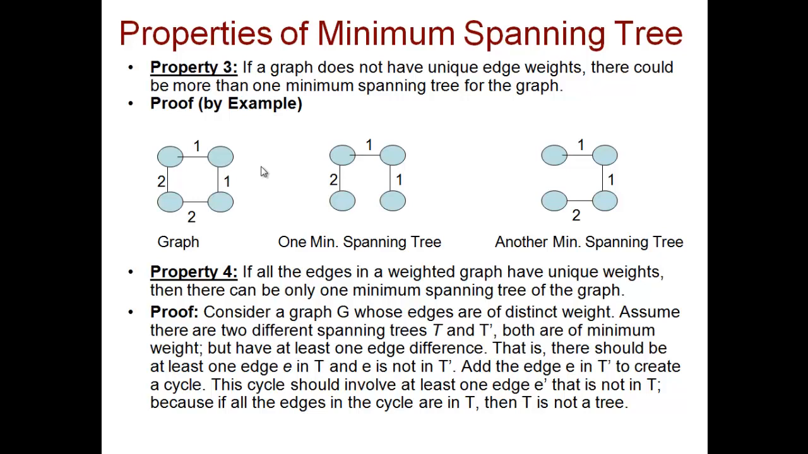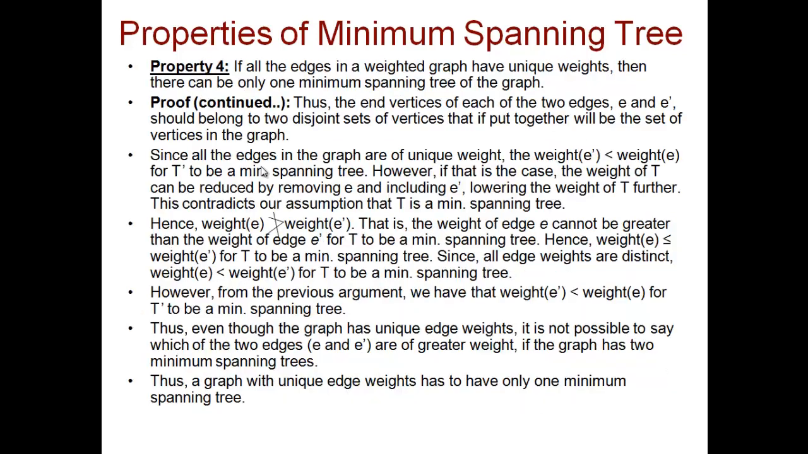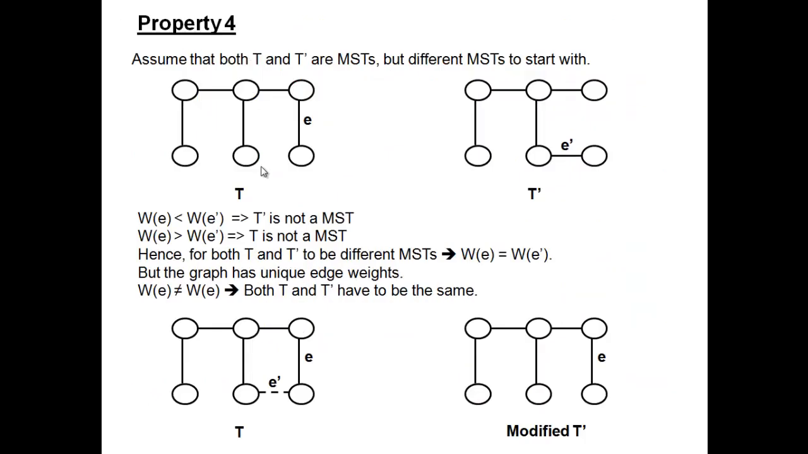Now, the next property we're going to look at is: if a graph has unique edge weights, then what we want to prove is there can be only one minimum spanning tree for that graph. So how are we going to prove that? It's a proof by contradiction technique. Let's say that there are two different minimal spanning trees for that graph. So let's say the minimal spanning trees are T and T prime. There are two different minimum spanning trees, which means, like I just said, the sum of edge weights should be still the same, which is, the weight of T has to be equal to the weight of T prime.